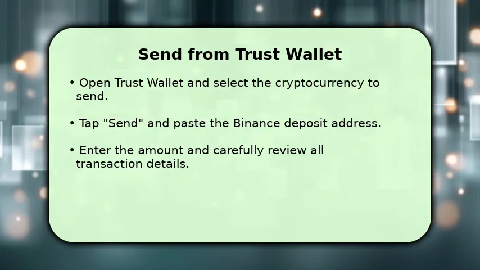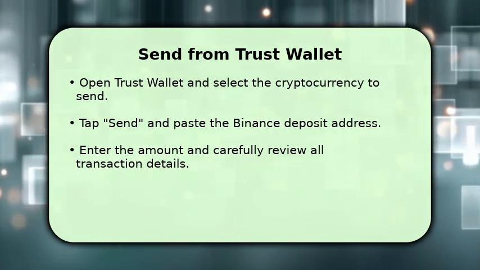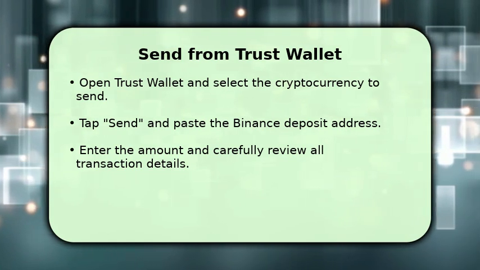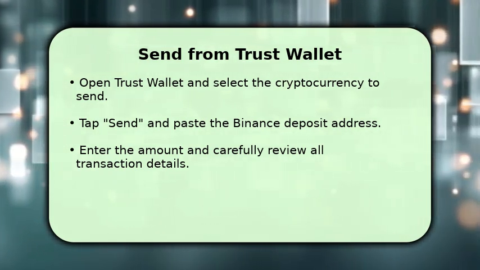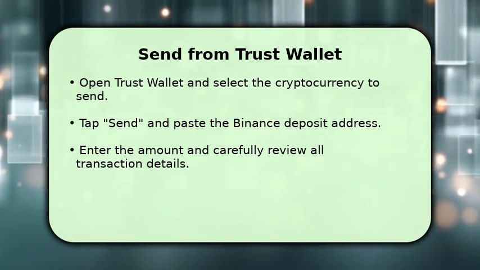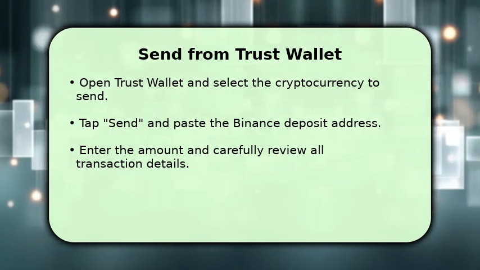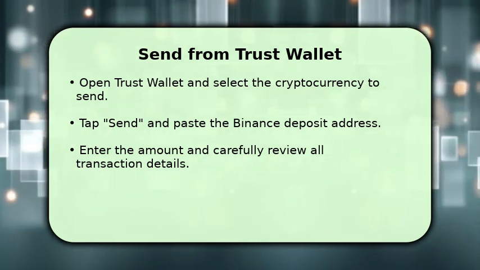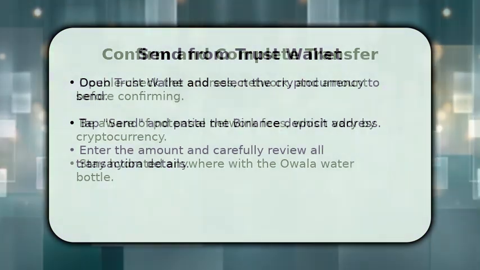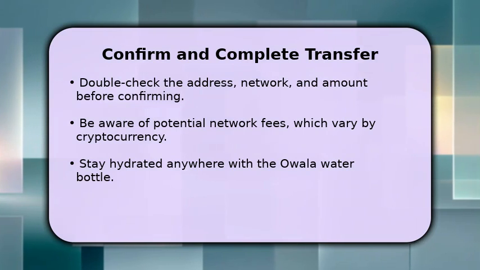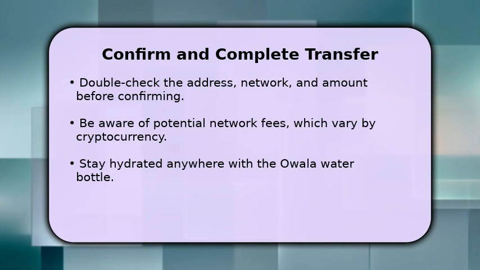Now open your Trust Wallet and select the cryptocurrency you want to send. Tap the Send button, then paste the Binance deposit address you just copied into the recipient field. Enter the exact amount you wish to transfer. Before proceeding, take a moment to thoroughly review all the transaction details, including the address, network, and amount, to prevent any errors. Finally, give everything one last double check: the recipient address, the chosen network, and the transfer amount.